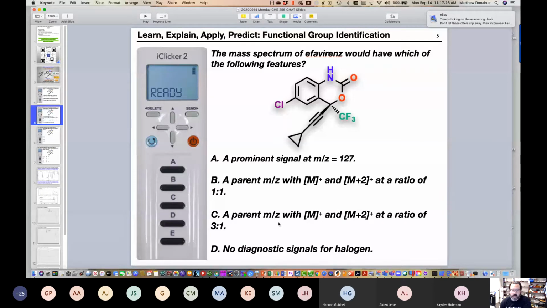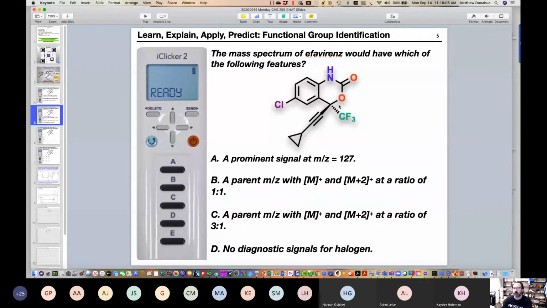So the question was, how is it 3:1? When we look at the molecule and you're visually identifying functional groups, you see a chlorine present. Chlorine has two naturally occurring isotopes, 35 and 37, and their ratio to each other is 3:1. So of the four total parts, every time there's four, three of them are going to be chlorine 35, and then one of them is going to be chlorine 37.